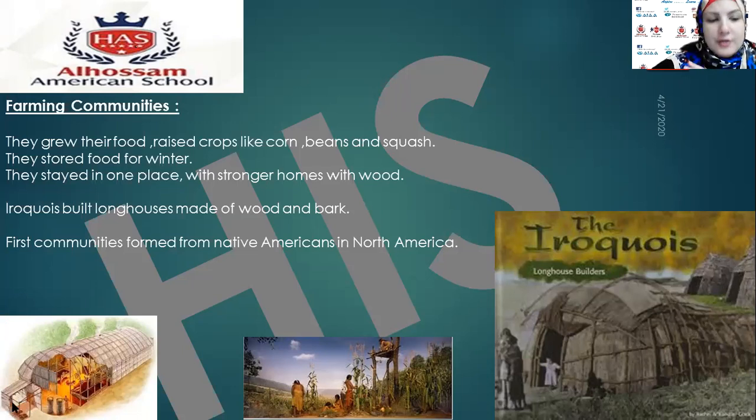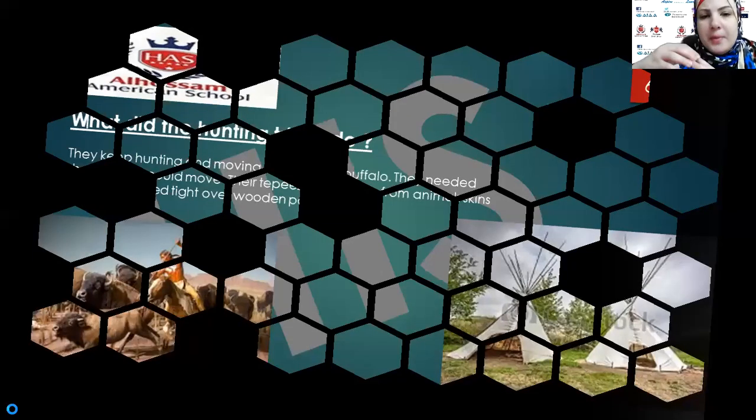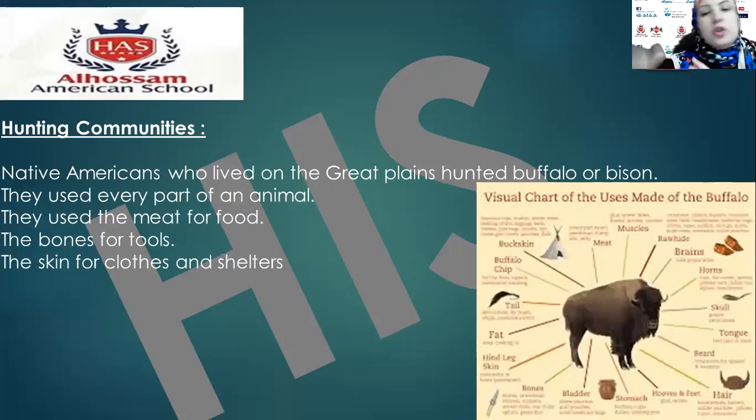Hunters, those people used to move from one place to another. Why? To hunt animals. They use every single part of the animal, as here in the chart. They use meat for food, bones for tools, skin for clothes and shelters. Clear? Those are hunters. Hunters live in tribes, groups, and move from one place to another.